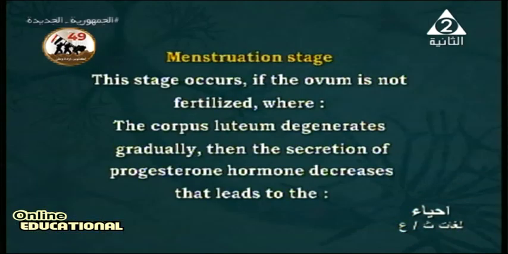What is the menstruation cycle or menstruation stage? This stage occurs if the ovum is not fertilized, where the corpus luteum degenerates. What is meant by degenerates? Degenerates means tearing out or dissolving, gradually not found. Then the secretion of progesterone hormone decreases. What happens when the progesterone hormone decreases?